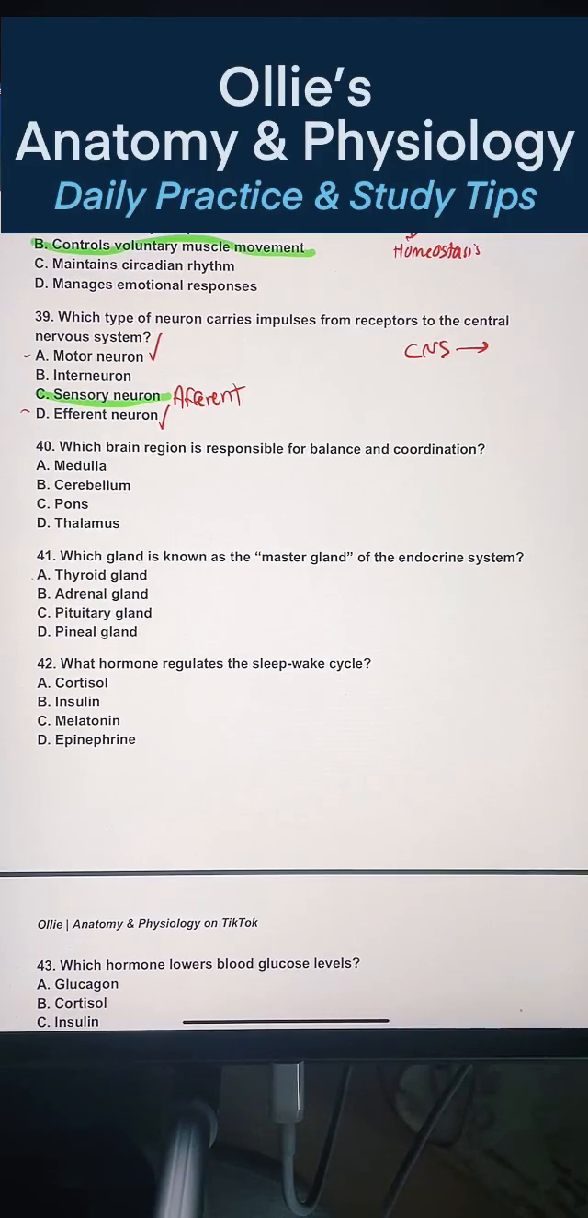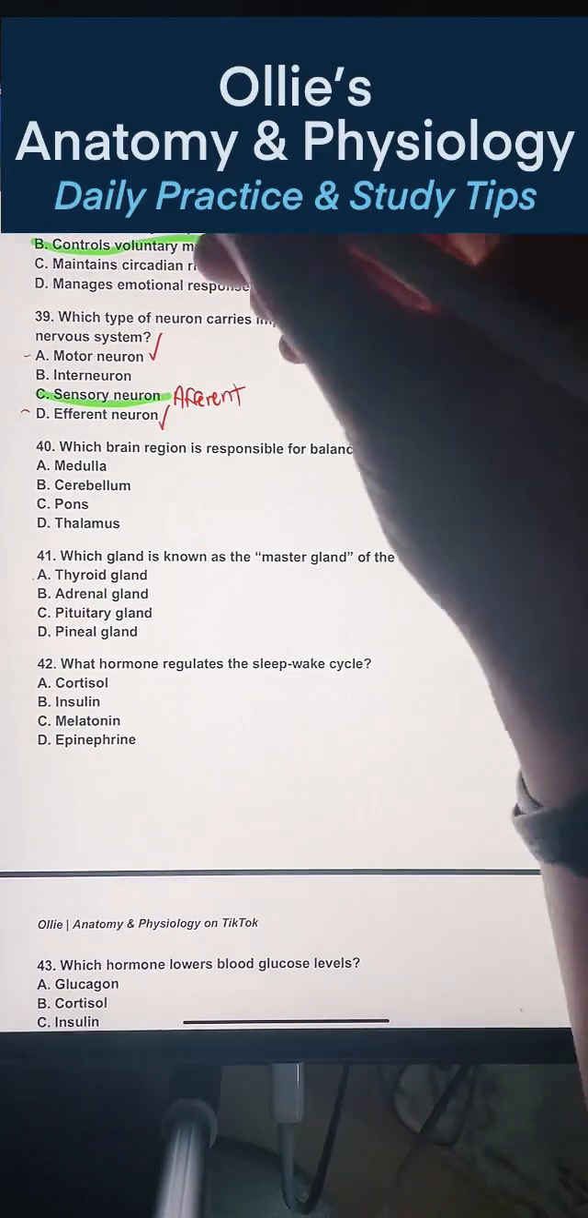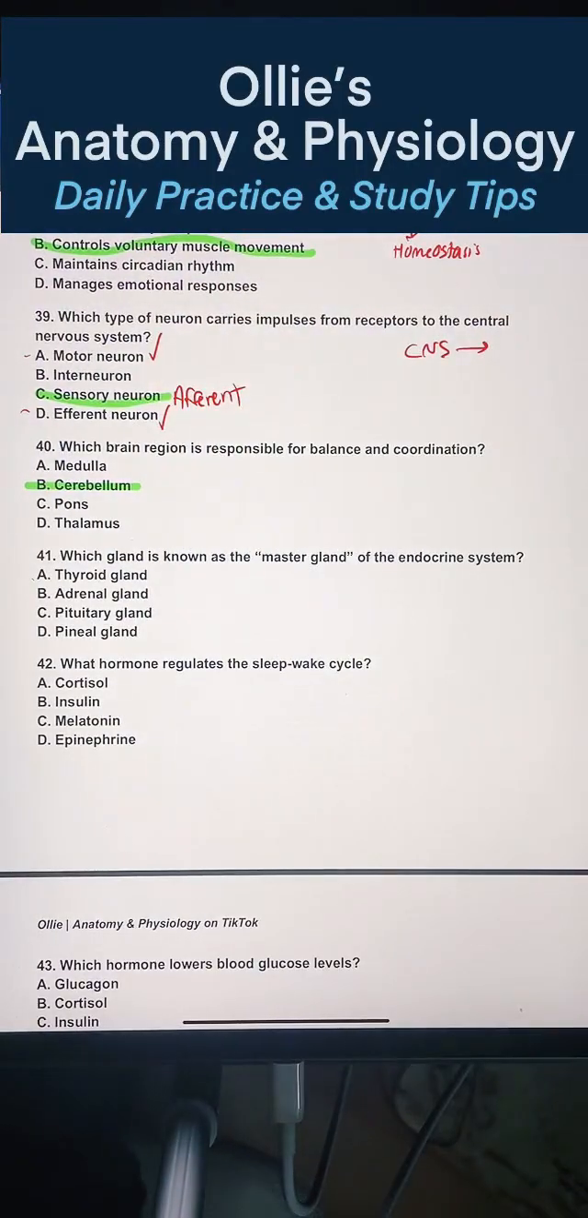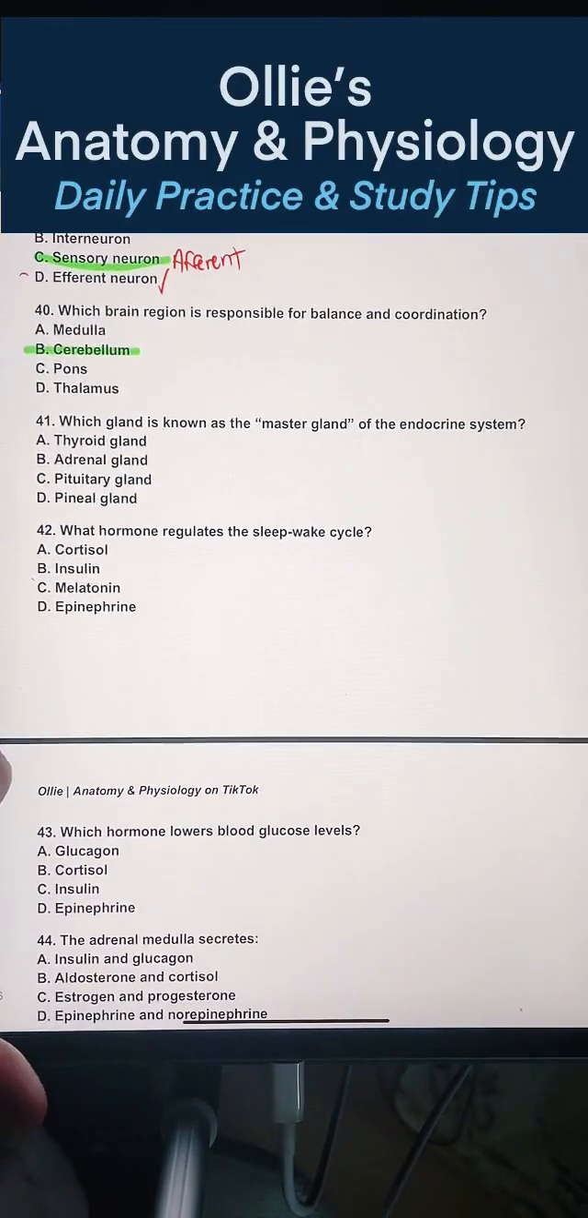The question asks, which brain region is responsible for balance and coordination? The answer is cerebellum. It's going to be fine-tuning our movement a bit. Number 41, which gland is known as the master gland of the endocrine system?